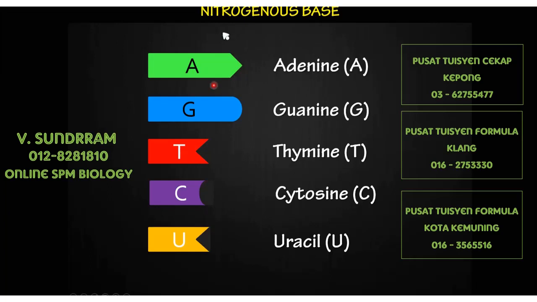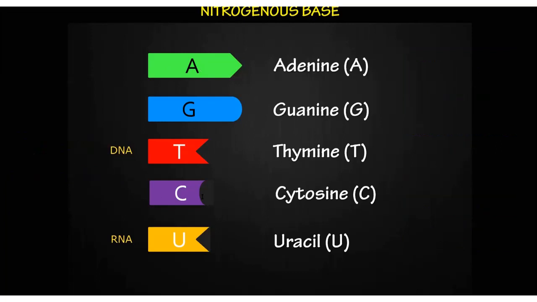But what happens is thymine is only found in DNA. You can only find thymine in DNA. Uracil you can only find in RNA. Adenine, guanine, cytosine you can find in DNA and RNA. Only thymine differs. That's why thymine and uracil have the same shape, because they are not found together. DNA has thymine, RNA has uracil.